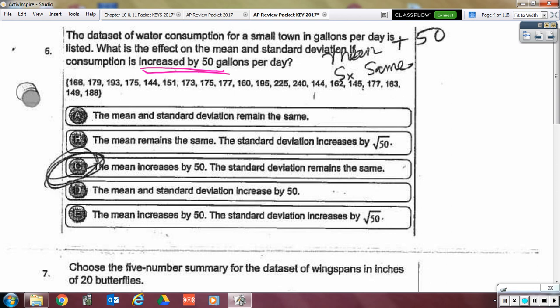Okay, so let's see. Center increases. Now, our song about transformations: a transformation means every single piece of data has 50 added to it. You can't just add 50 to some of them and not to the others. That's a whole other thing, that's not considered a transformation.